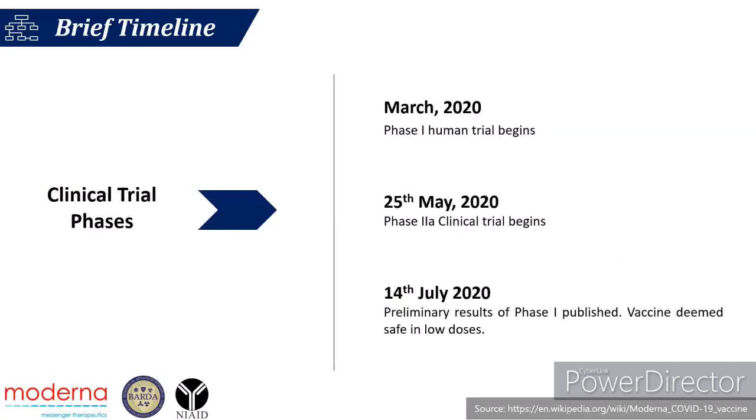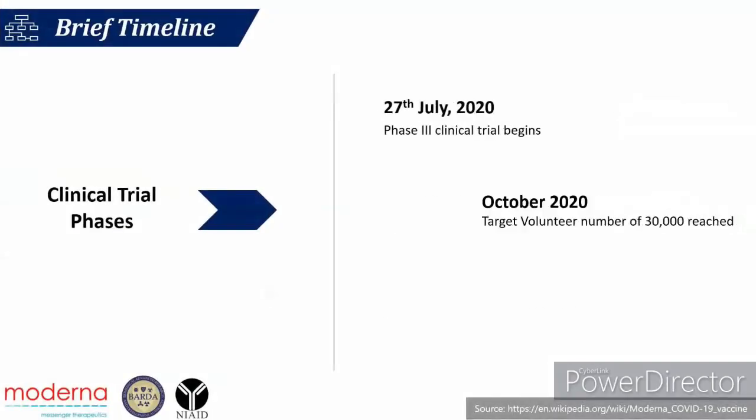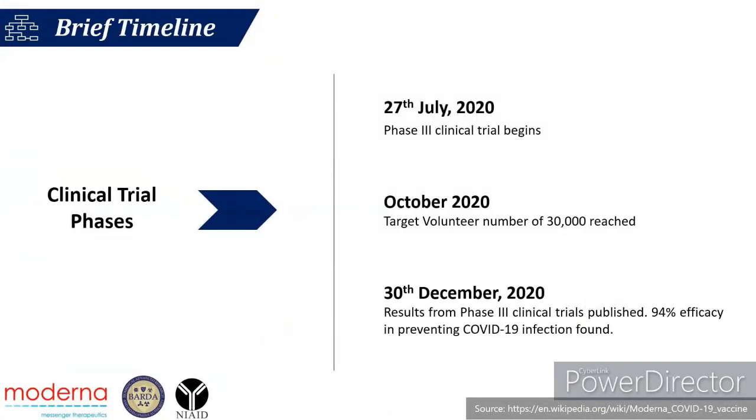In March 2020, phase 1 human trials began. Preliminary results of the phase 1 trial were published on July 14, 2020. The vaccine was deemed safe in low doses. On 25th of May 2020, phase 2A clinical trial began. Phase 3 clinical trial began on 27th July 2020.